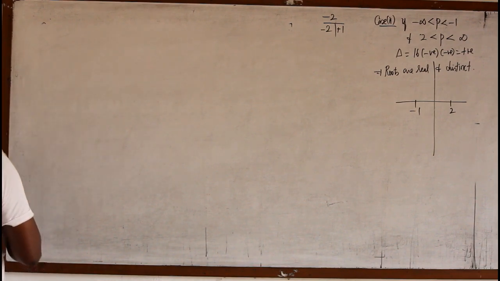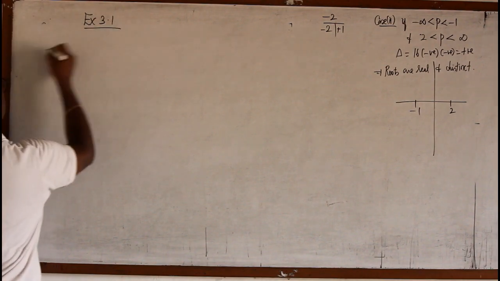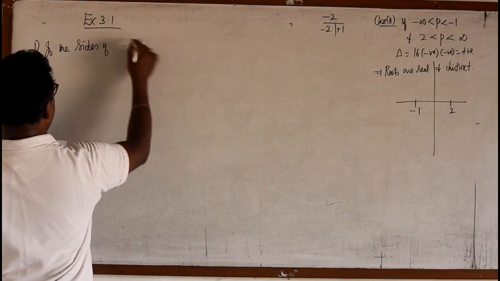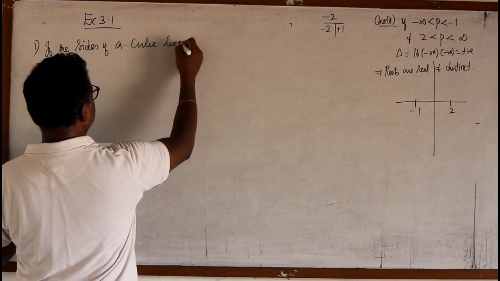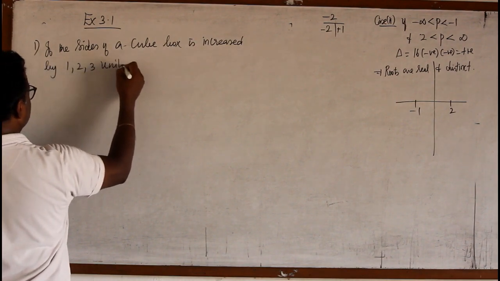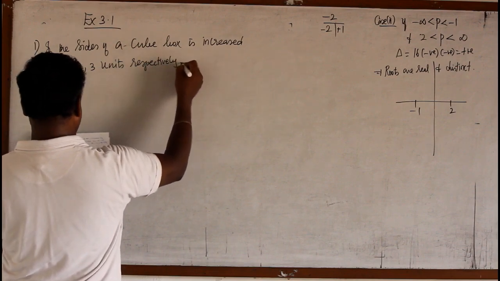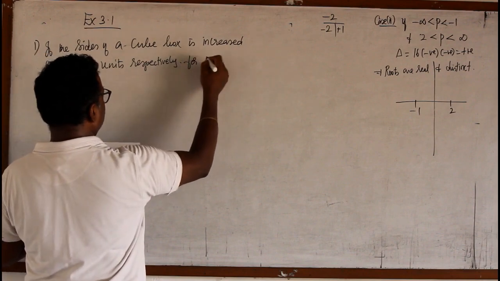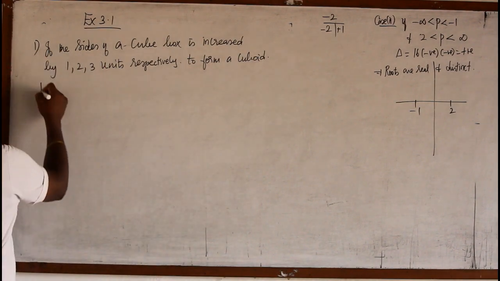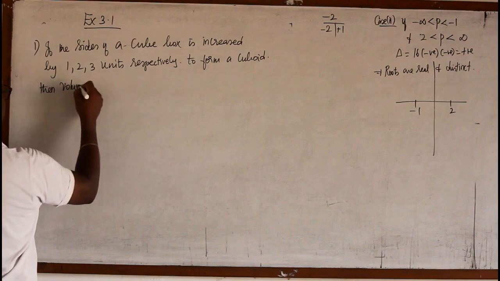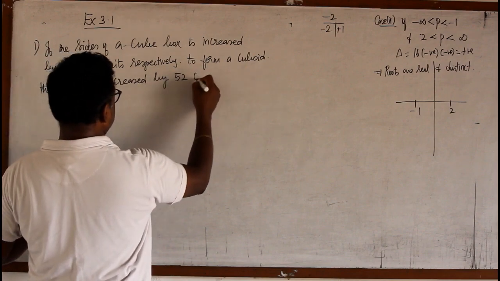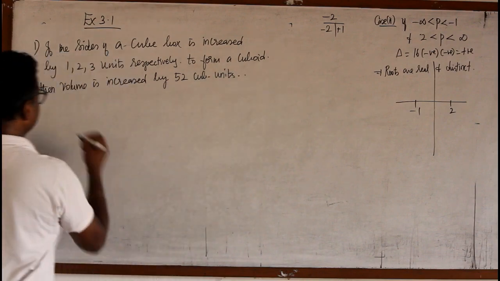Exercise 3.1. The very first problem is: if the size of a cube box is increased by 1, 2, 3 units respectively to form a cuboid, when the volume is increased, then the volume is increased by 52 cubic units. Find the volume of the cuboid.